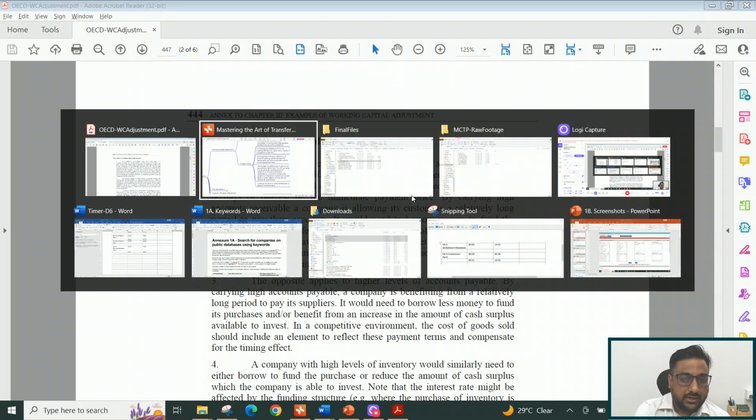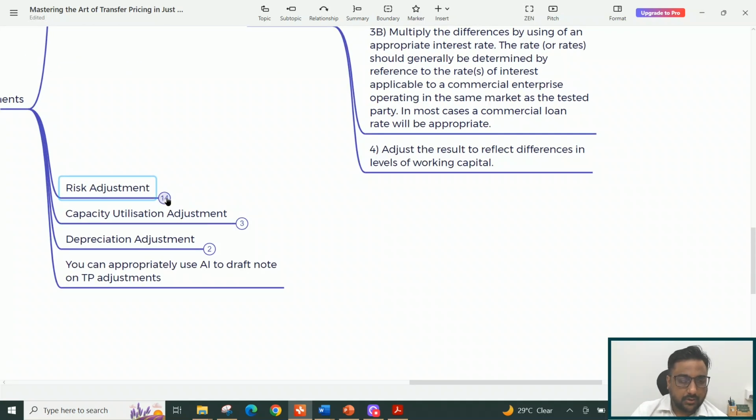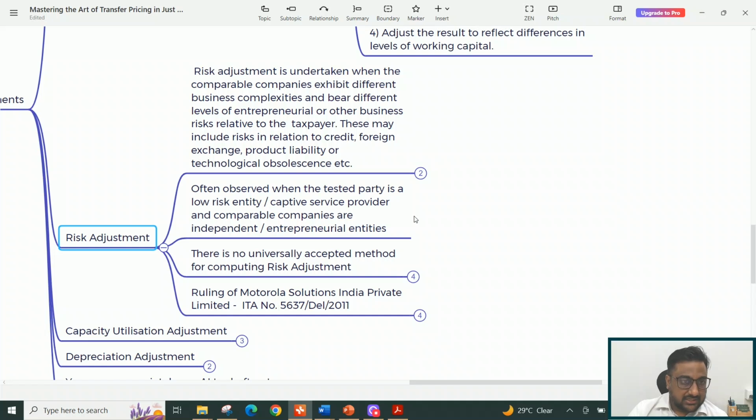So that is what working capital adjustment is all about. Now we'll move ahead to the next adjustment, which is risk adjustment, right? Now, what is risk adjustment? Working capital adjustments you need to understand from this particular working, and let me know in case you still have doubts. Generally we don't undertake adjustments unless it is required. Please have this principle clear in your mind. It is not every time that you are required to do the working capital adjustment. Only when it is required are you required to undertake that particular adjustment.